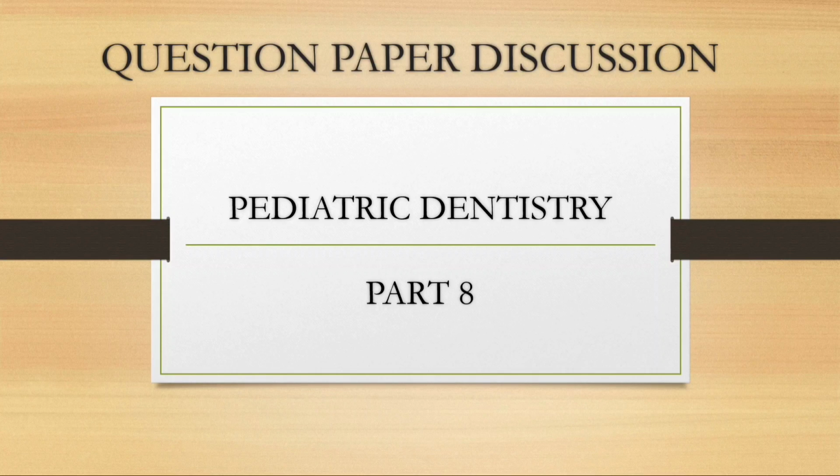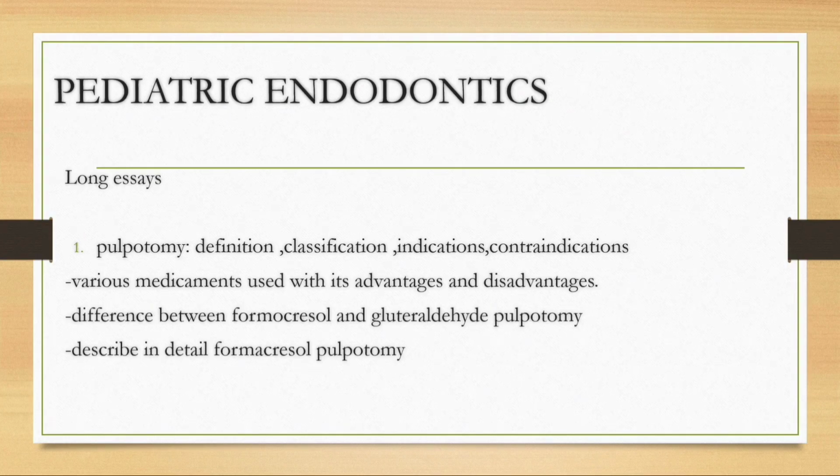We are into the 8th part of the sessions. So this session deals about the pediatric endodontics, the most common essay question of any pediatric question paper. So the common questions we know: pulpotomy, pulpectomy, apexification, apexogenesis. So the first long essay is about pulpotomy. The definition, classification, indication, contraindication, and the various medicaments, its advantages and disadvantages, the difference between formocresol and glutaraldehyde pulpotomy, and describing in detail about formocresol pulpotomy.